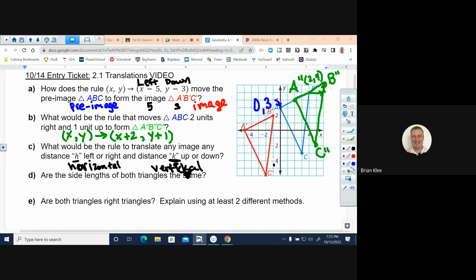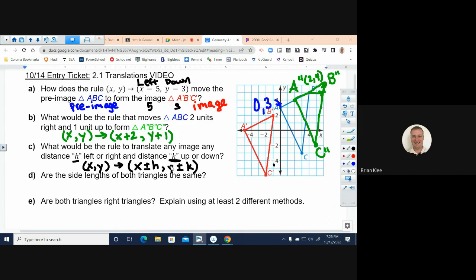So any translation rule can be modeled by simply writing, whatever x, y we're at, the rule that translates it is going to be x plus or minus h and y plus or minus k. And that's something that's going to keep popping up throughout math, not just here in geometry, but throughout your math.